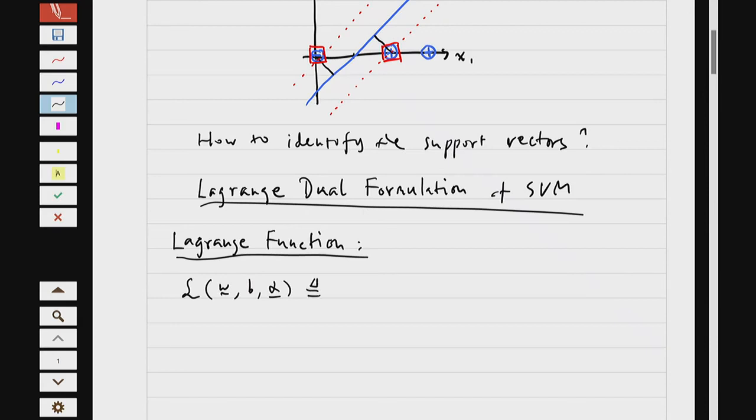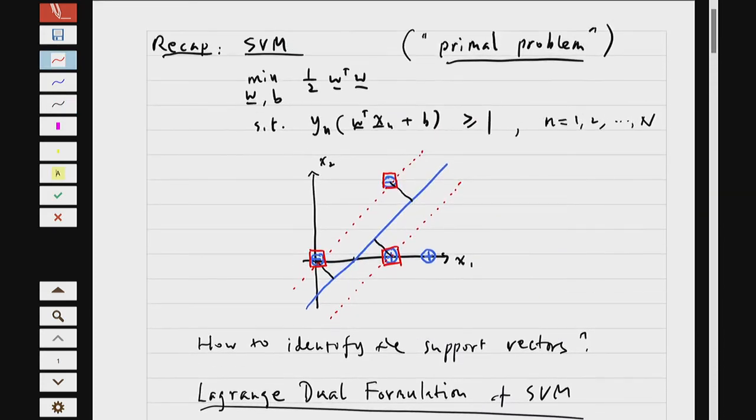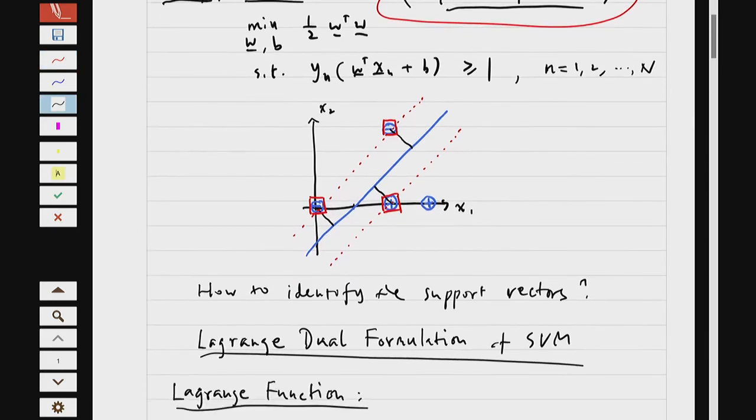Oh, I forgot to mention that because we have the dual formulation, the original formulation of SVM, that formulation with constraints, is called the primal problem, as opposed to the dual problem later. So this original form we will call the primal problem.